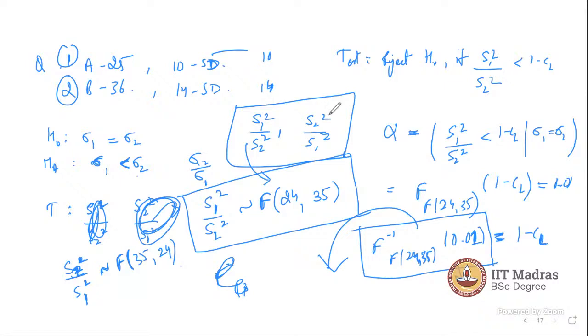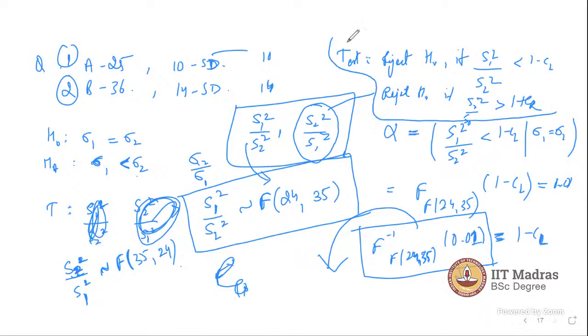But in case I would have taken S2 square by S1 square as my test statistic, then I would have rejected H0 if S2 square upon S1 square comes out to be greater than 1 plus CR. Okay. So both ways are possible. It's just what test statistic you take and how you design your test accordingly. You will get the same answer. We can solve it with these two methods.